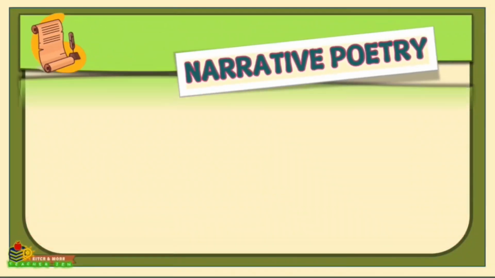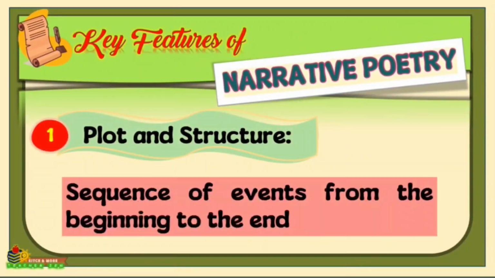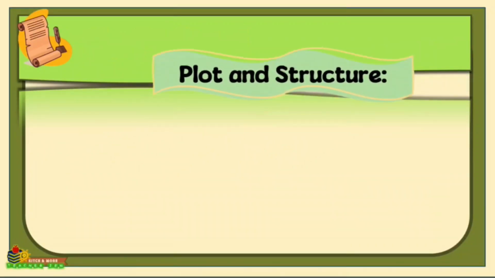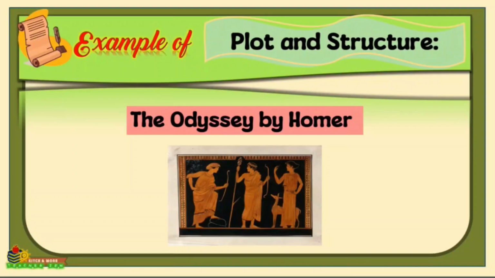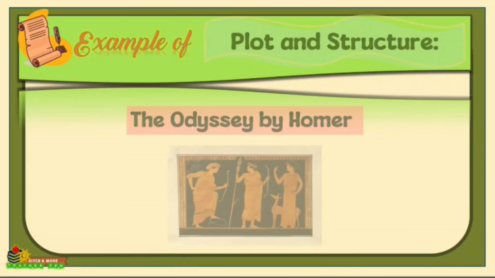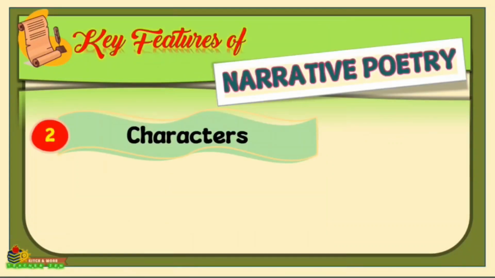This time, let's talk about the key features of narrative poetry. A narrative poetry has a clear plot or storyline. It follows a sequence of events from the beginning to the end, just like a short story. The plot may involve conflict and resolution. For example, in the Odyssey by Homer, we follow Odysseus' long journey home after the Trojan War. His adventures and struggles, from encountering monsters to navigating storms, make up the plot.